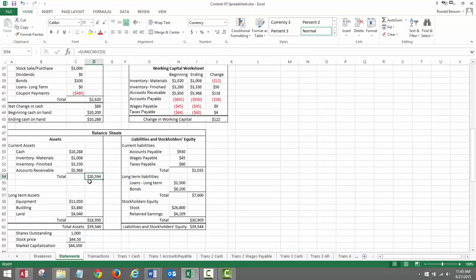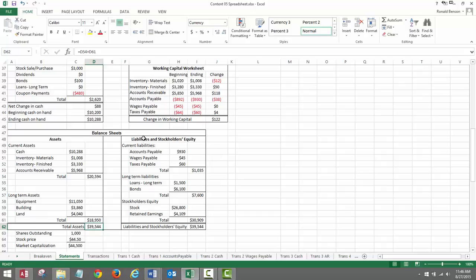We have long-term assets, 11,050. These are just from your books somewhere. You have a accounting of these. And they total up to be 18,950. There could be others. So we get total assets, the sum of these, which is $39,544.